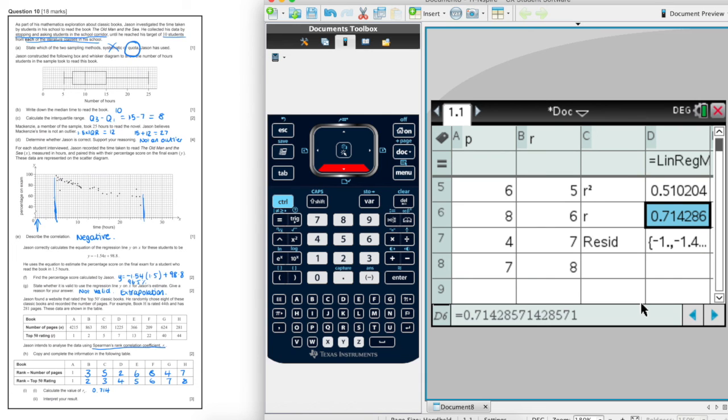And then the last one is to interpret the result. So that is a pretty strong positive or moderate positive correlation. So you would either get the mark for strong or moderate, or any other word that's meaning those same things. And the key thing is to put positive correlation. So that's the final interpretation there for the last part of the question.